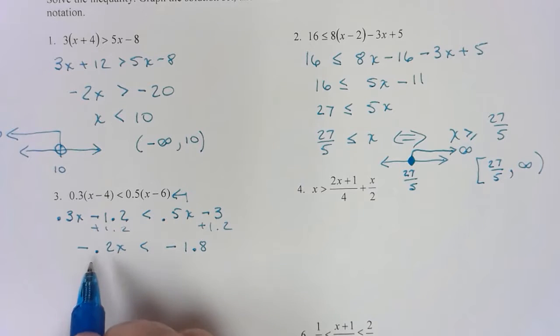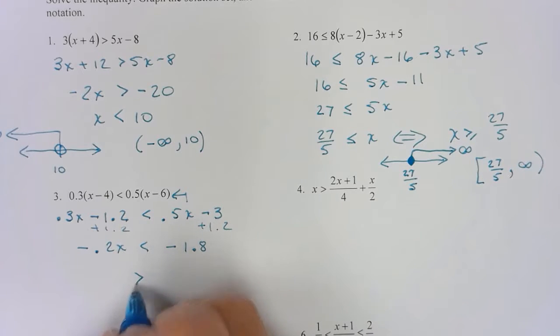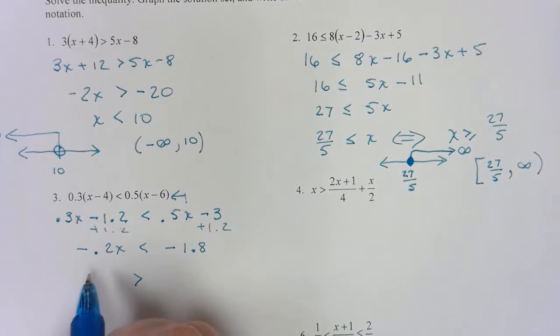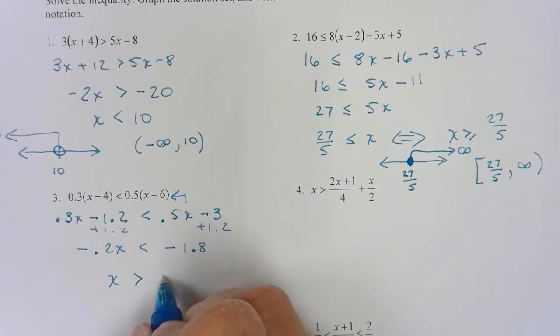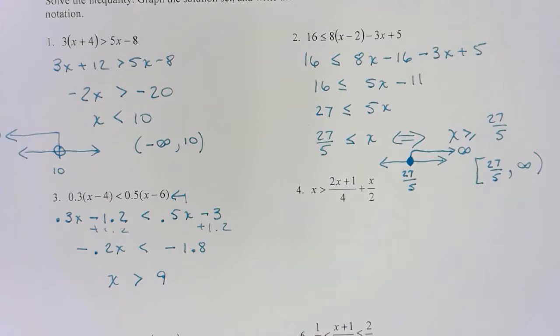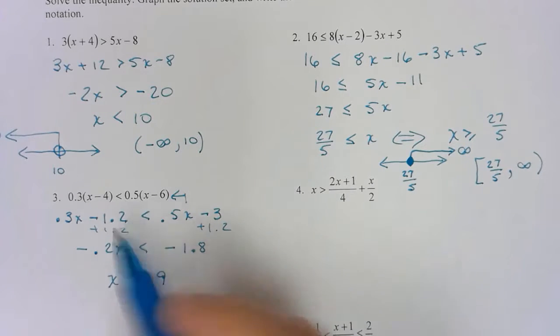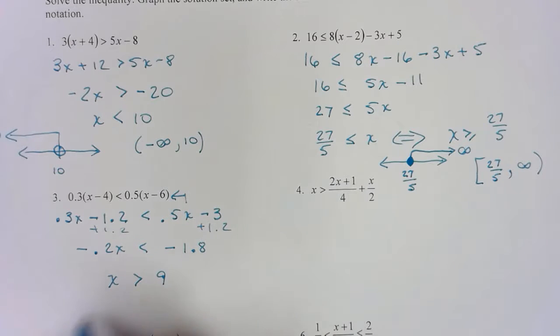And I'm going to divide by a negative. Reverse the symbol. And if I divide both sides by negative 0.2, I'm going to have x is greater than 9. So choose 10, put it in there, and see if it gives you a true statement. But there's my inequality.